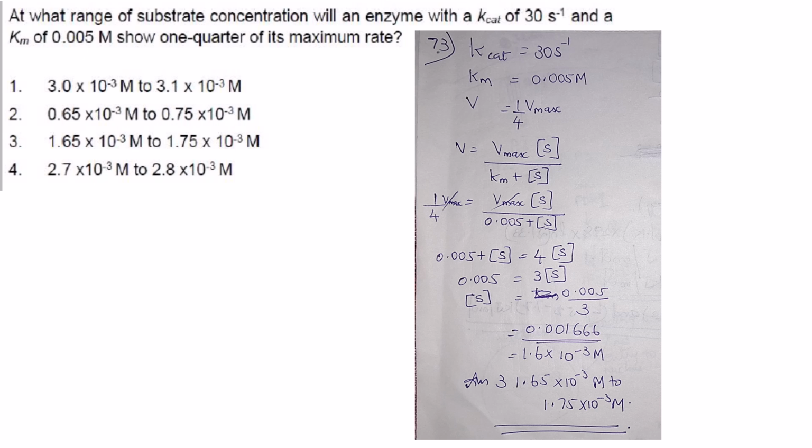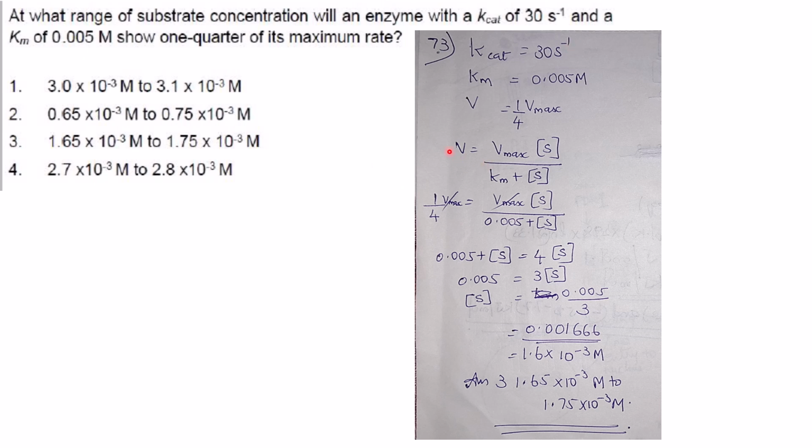At what range of substrate concentration will an enzyme with a kcat of 30 per second and a Km of 0.05 molar show 1/4 of its maximum rate? So Vmax they have not given, velocity they have given as 1/4 Vmax, and they have asked the substrate concentration range. So they have given kcat and Km. Now kcat we don't require at all, but just to confuse you all, they have given that value.